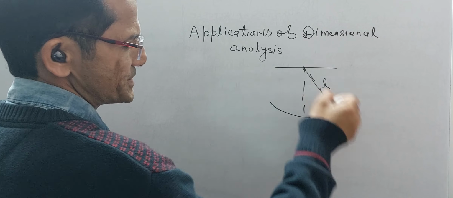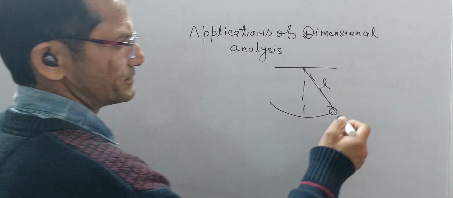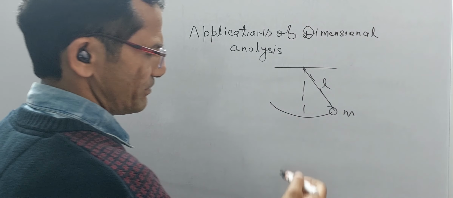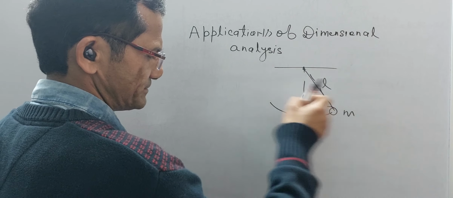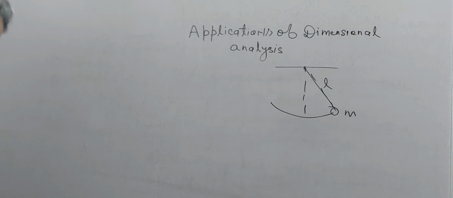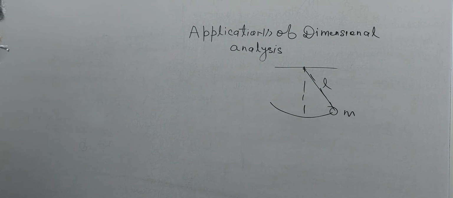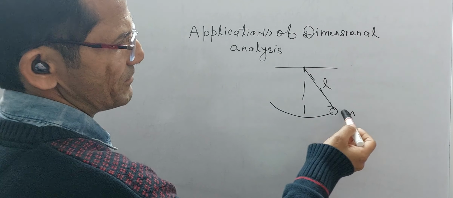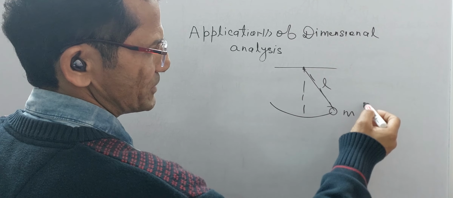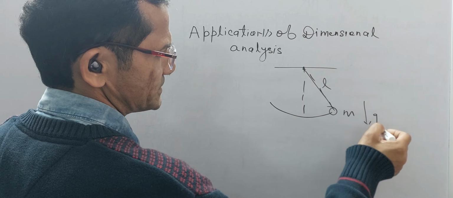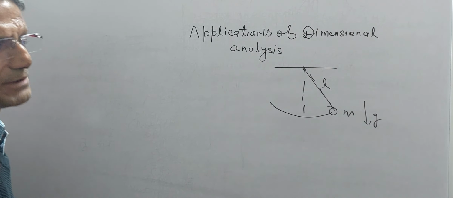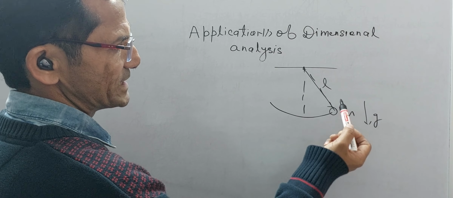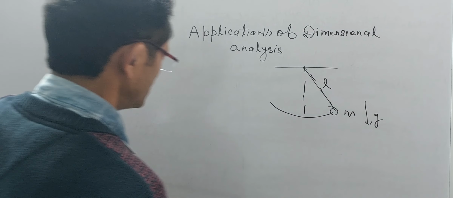The length of the string of this pendulum is L, and this is the bob. The bob has the mass M. If I displace the pendulum from its mean position, it will oscillate. So we have to derive a relation between the length L, mass M, and the acceleration due to gravity g, which is acting vertically downwards. So we have to derive the relations among these physical quantities, that is the length, mass, and g.